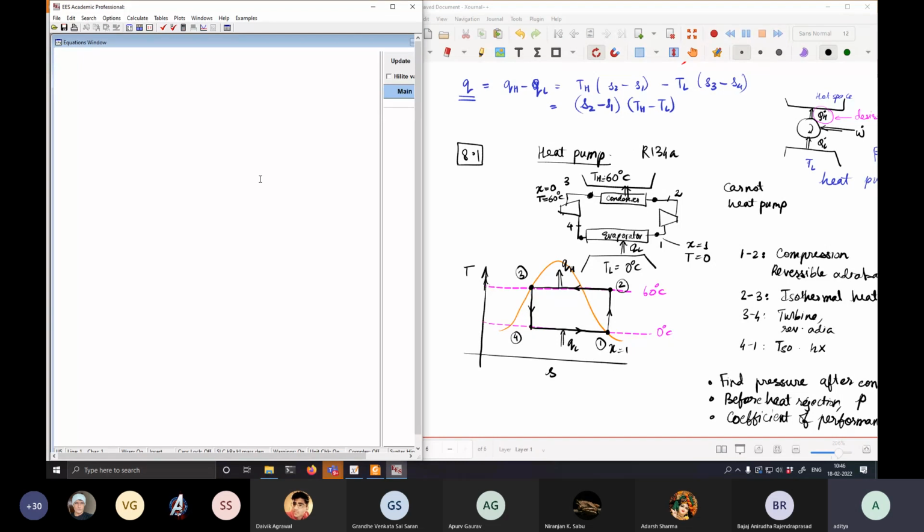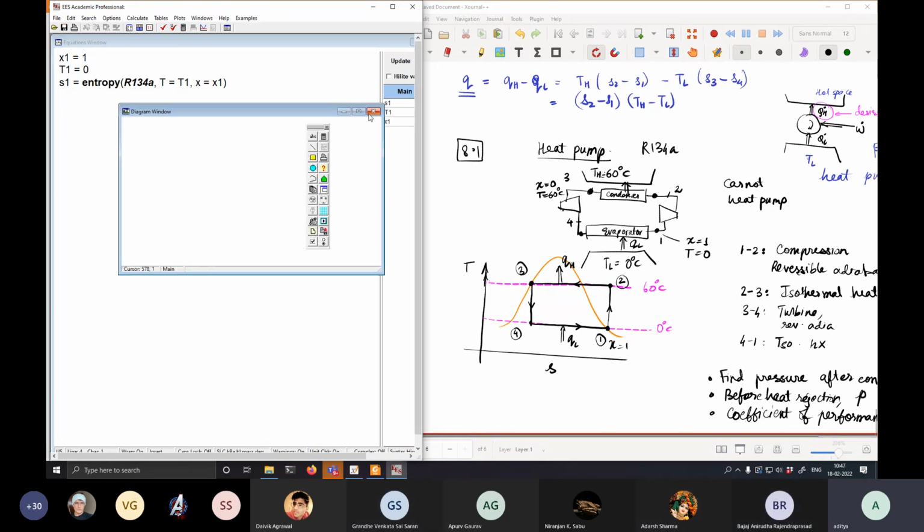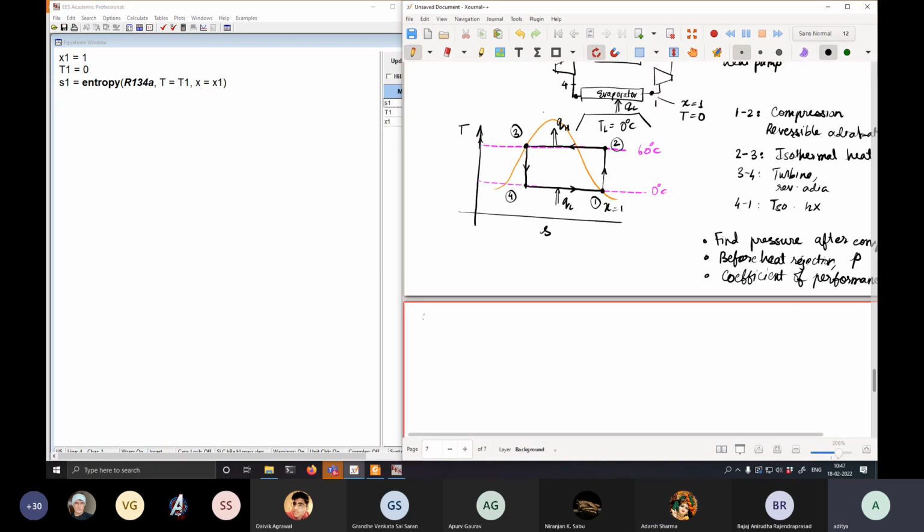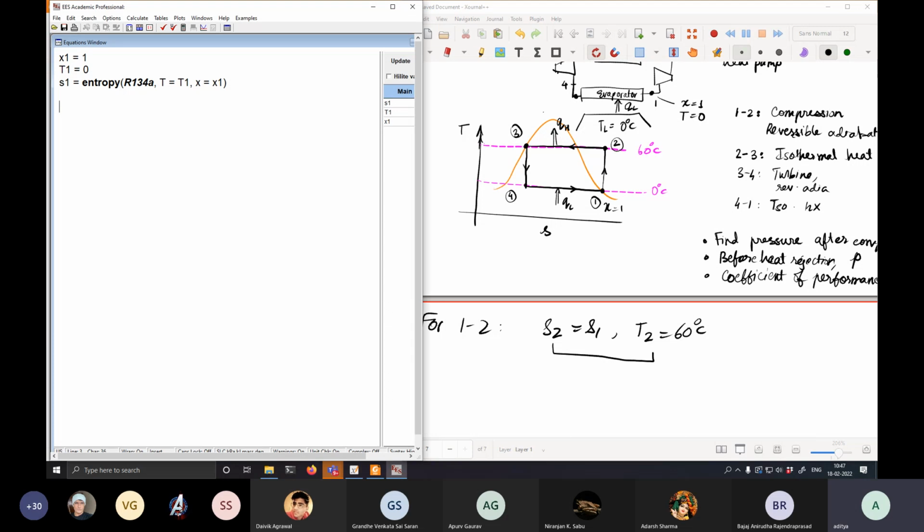Okay. So what is point 1? Point 1 is x1 equal to 1 and T1 equal to 0, isn't it? Then I can say S1 equals entropy of R134A at T equal to T1, x equal to x1. What can I say about point 2? For process 1 to 2, S2 is equal to S1 because it's a reversible adiabatic process, and I know T2 is 60 degrees Celsius. So for state point 2, I have two independent properties, so I can figure out all the other parameters of the system. So S2 equals S1, and T2 equals 60 degrees Celsius.